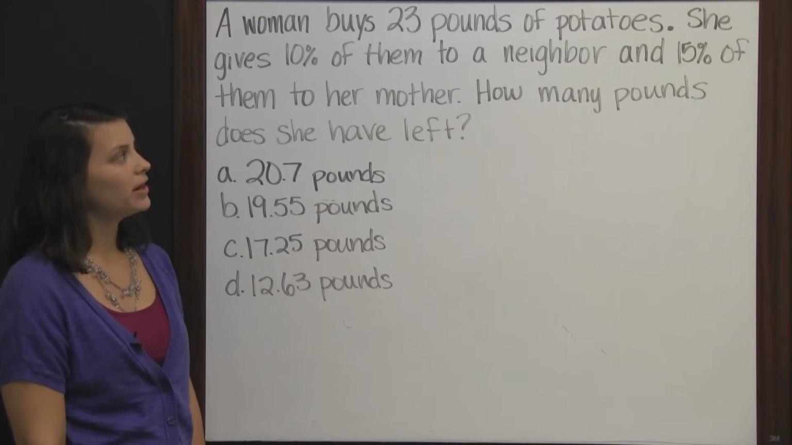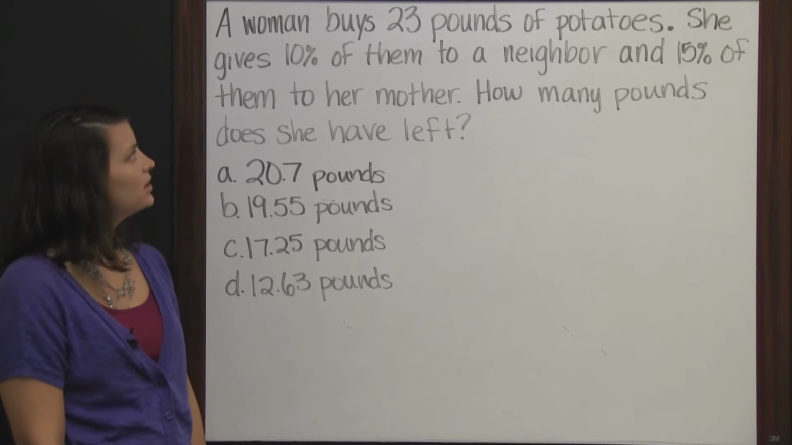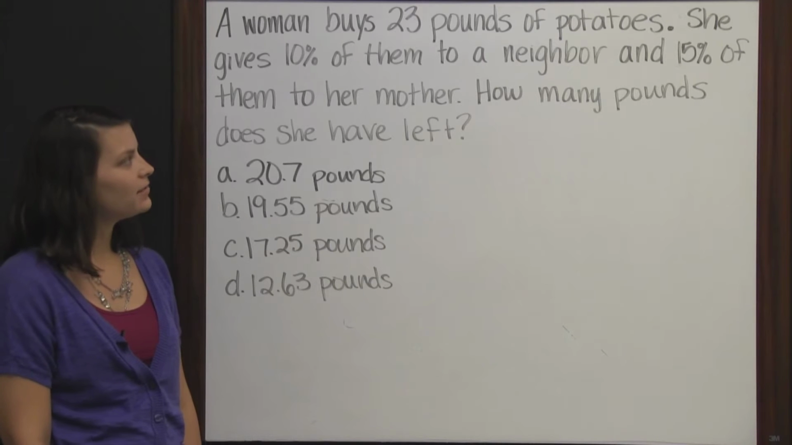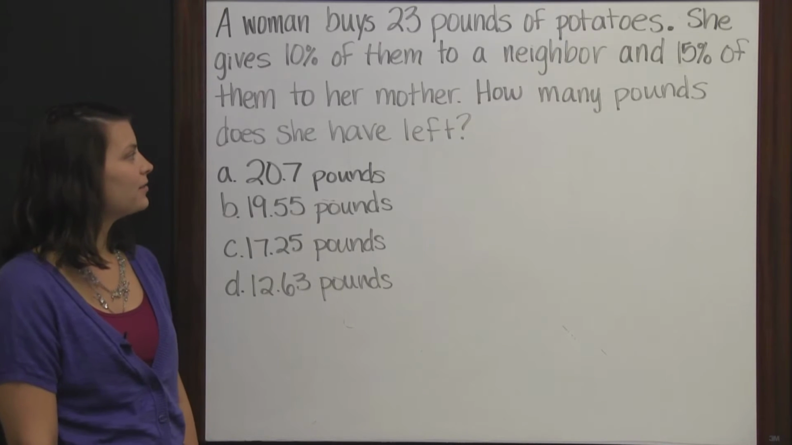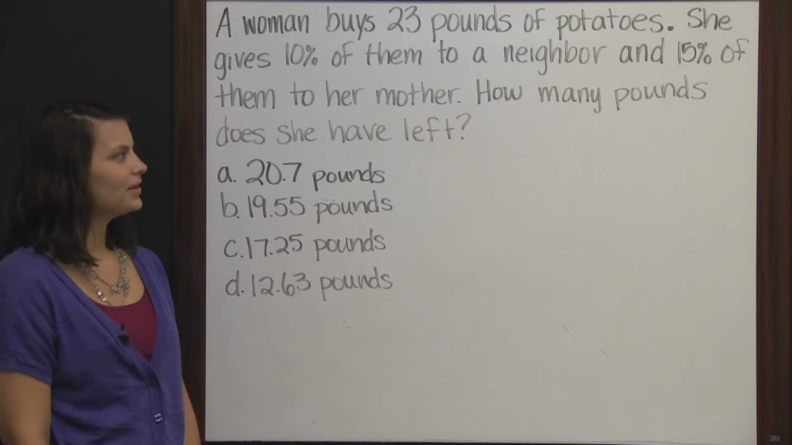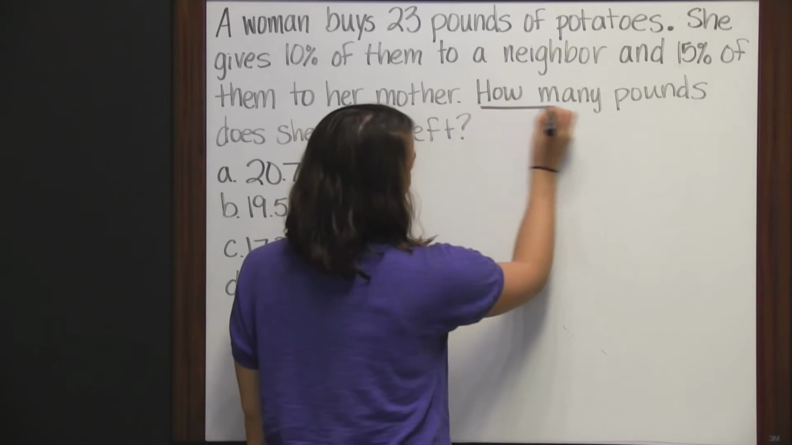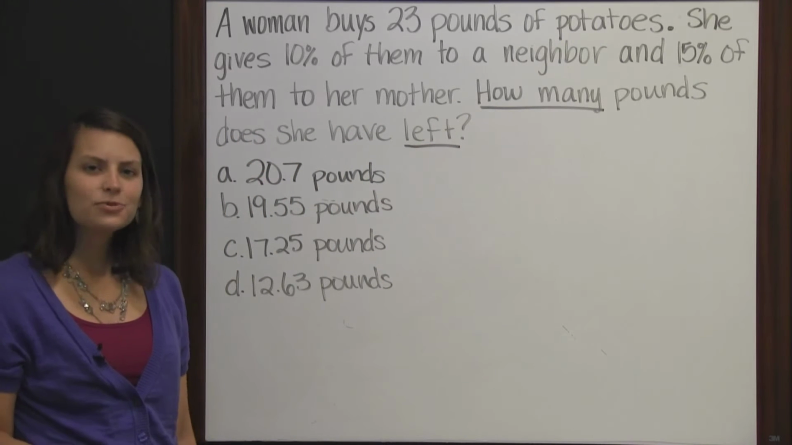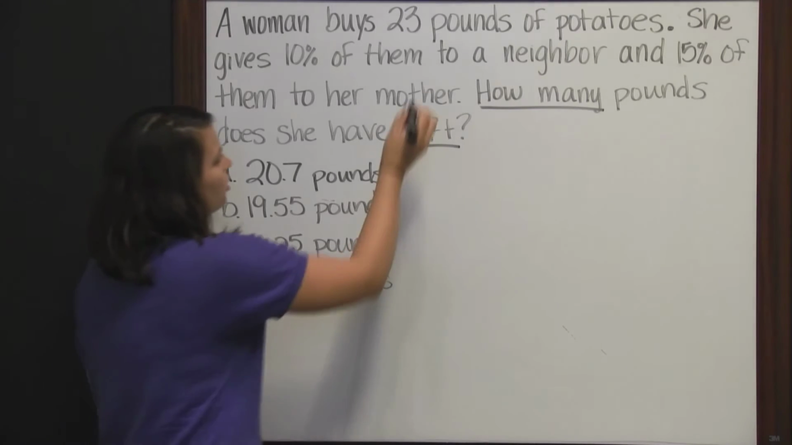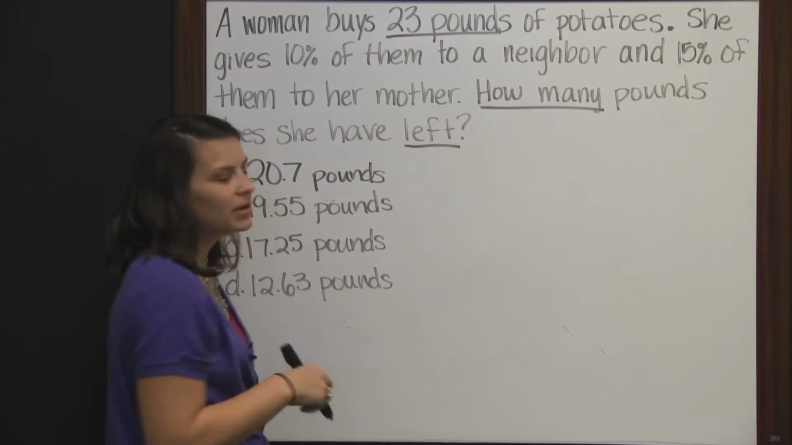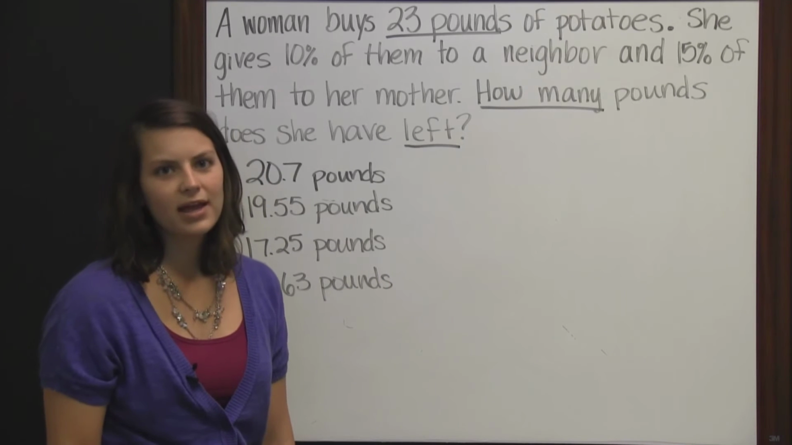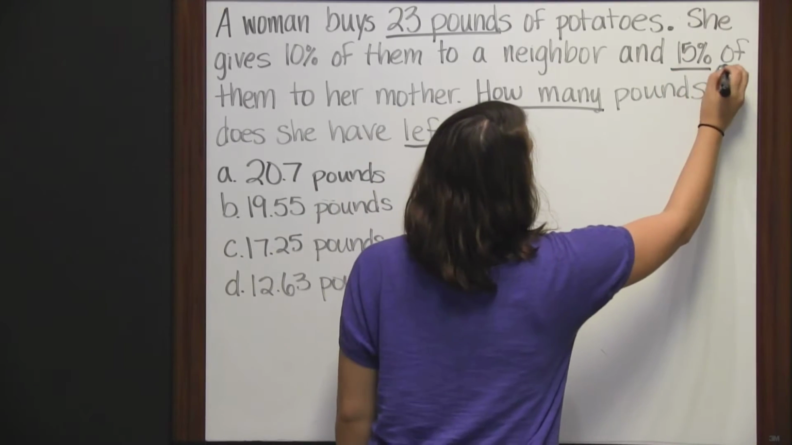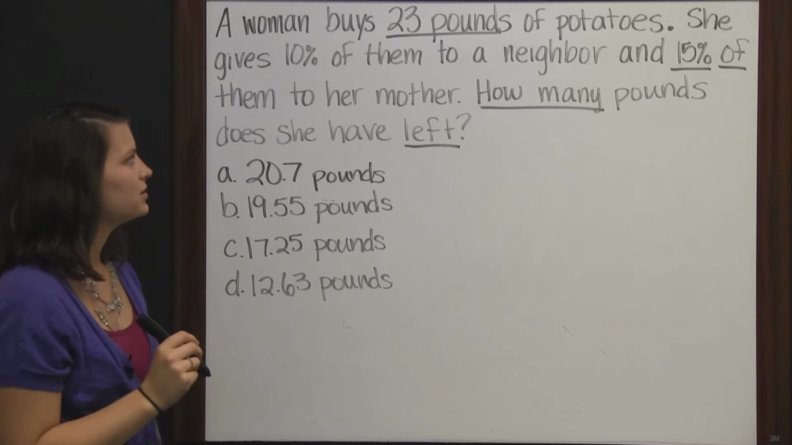A woman buys 23 pounds of potatoes. She gives 10% of them to a neighbor and 15% of them to her mother. How many pounds does she have left? So this phrase, how many left, tells us that we're going to need to subtract. But subtract what? She starts out with 23 pounds. But it doesn't tell us that she gives 2 pounds away to this person and 4 pounds away to this person. They tell us what percent of 23 pounds is given away.